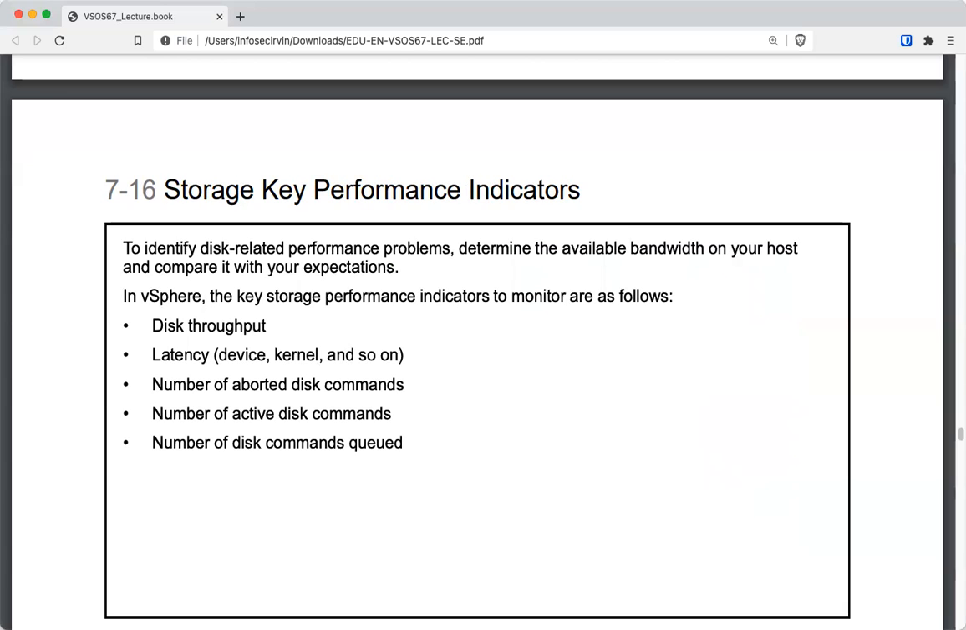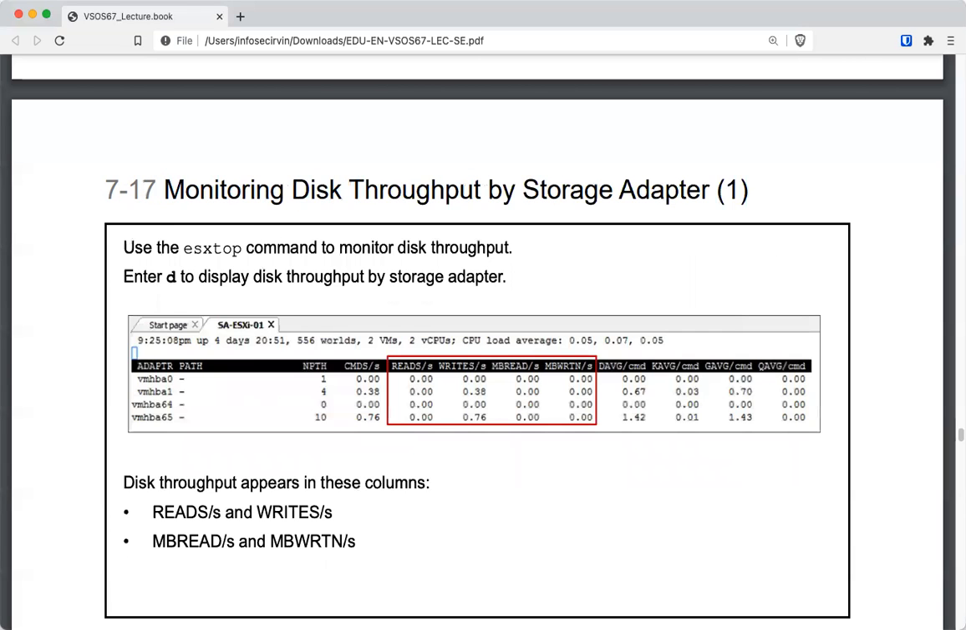To identify any disk-related issues, you want to determine your available bandwidth. You want to find your disk throughput, your latency from the device to the kernel, aborted commands, active disk commands, commands in queue. You want to know how fast your device can handle. Of course, esxtop can be customized to get this certain information out, like the reads and writes, and so on, for storage.